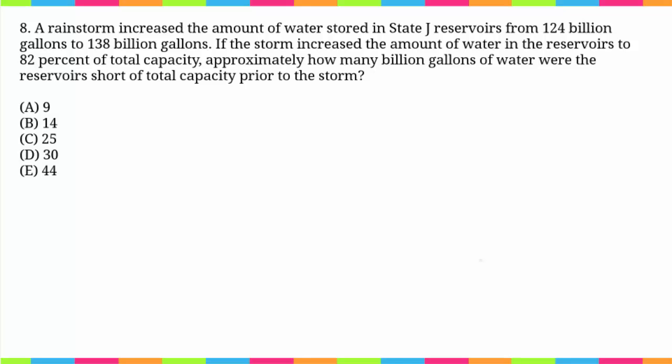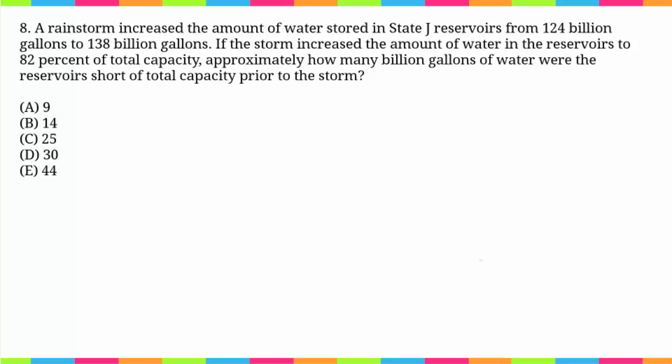So today we're working on question number 8, and the question says, a rainstorm increased the amount of water stored in state J reservoirs from 124 billion gallons to 138 billion gallons. If the storm increased the amount of water in the reservoirs to 82% of total capacity, approximately how many billion gallons of water were the reservoirs short of total capacity prior to the storm?